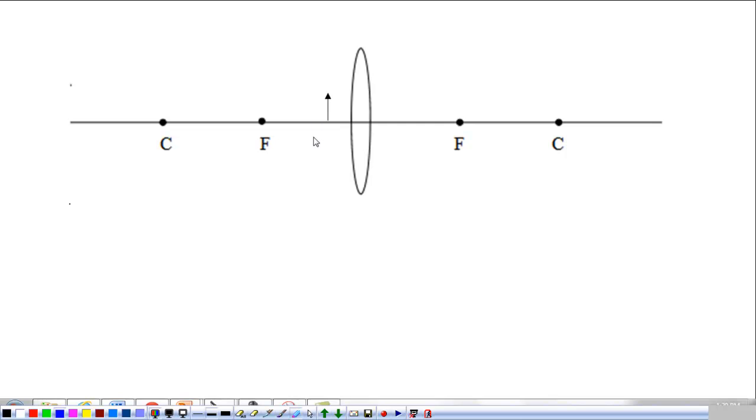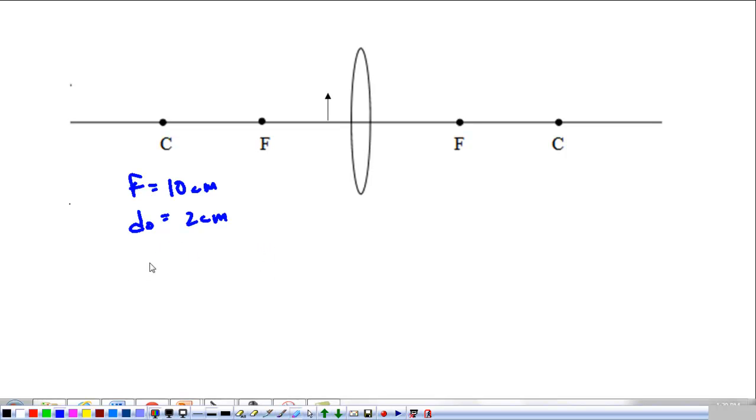Alright, looking at this example, we're going to have our object inside of our focal distance. So this time, let's make our focal distance 10 centimeters and our object distance 2 centimeters. It's going to be right there close to the lens. And let's look at what this says about our image.